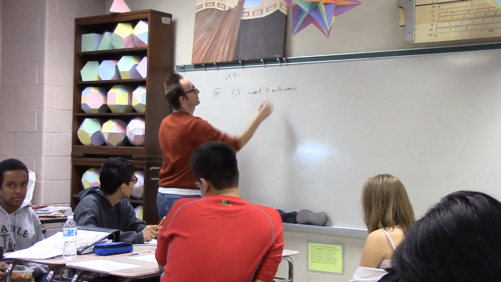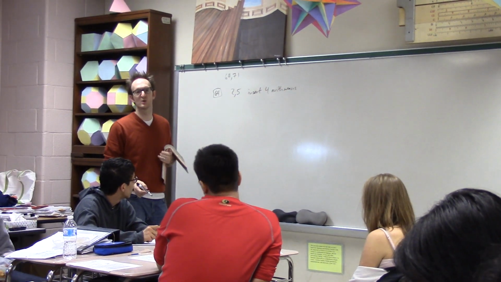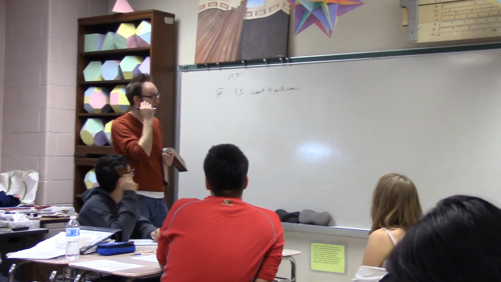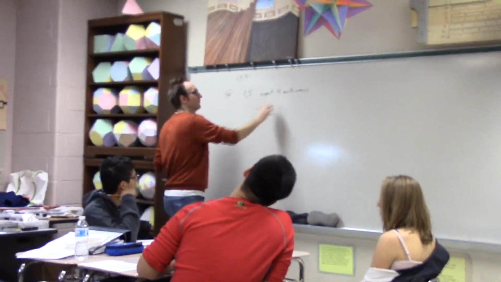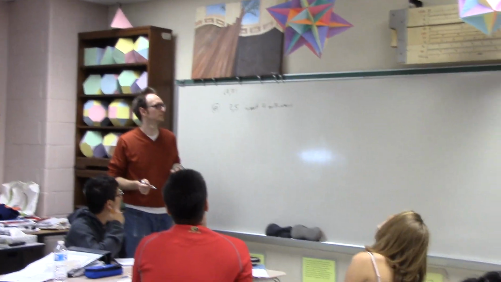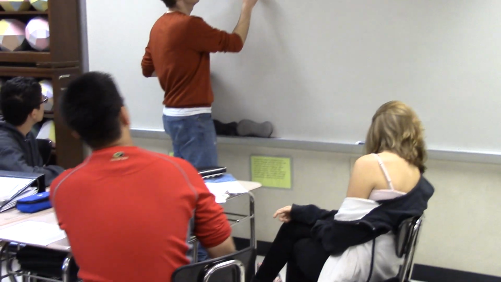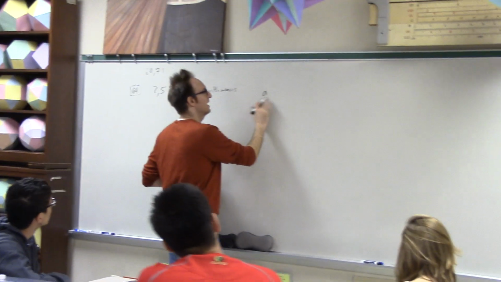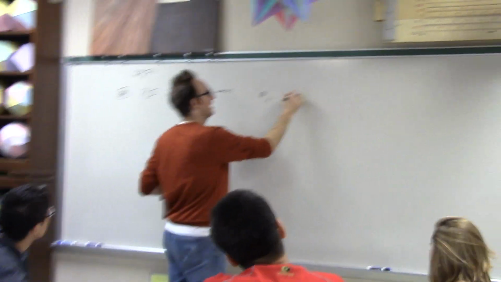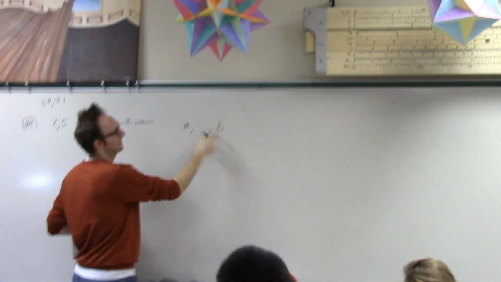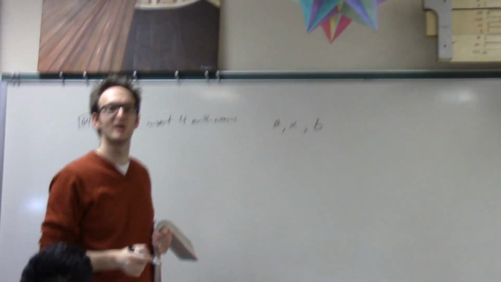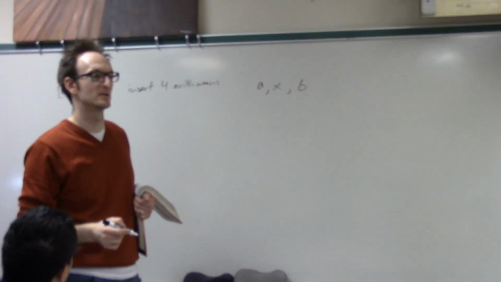Insert 4 arithmetic means. What does it mean to insert 4 arithmetic means? Well, first of all, what is an arithmetic mean? Something equidistant between 2 other things. Sure. If you have 2 numbers, finding the arithmetic mean of those two numbers means finding the number in the middle of an arithmetic sequence.